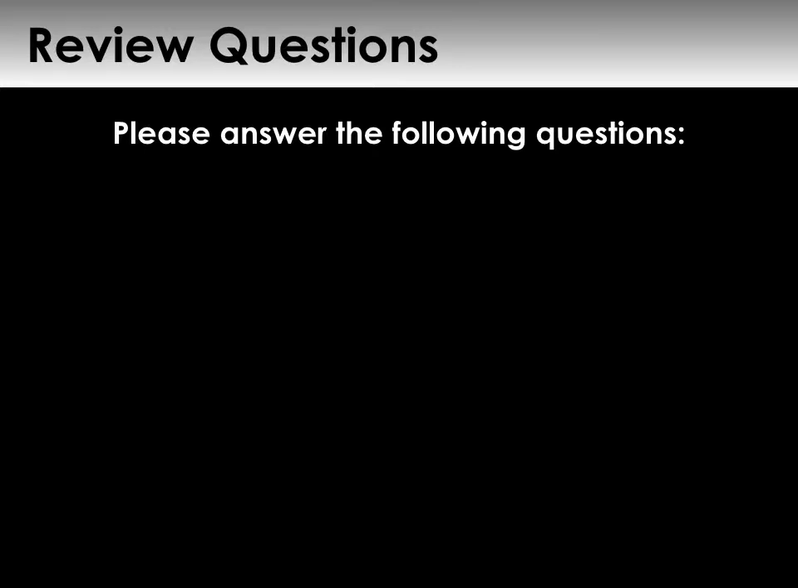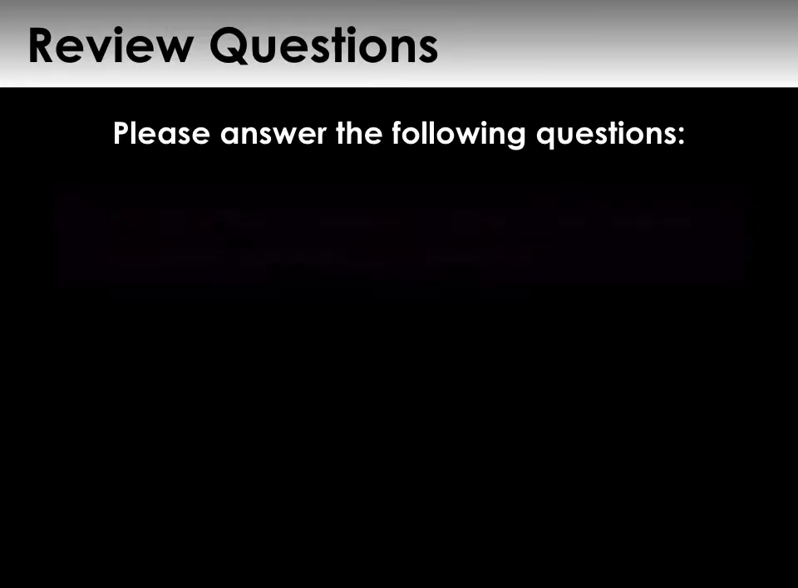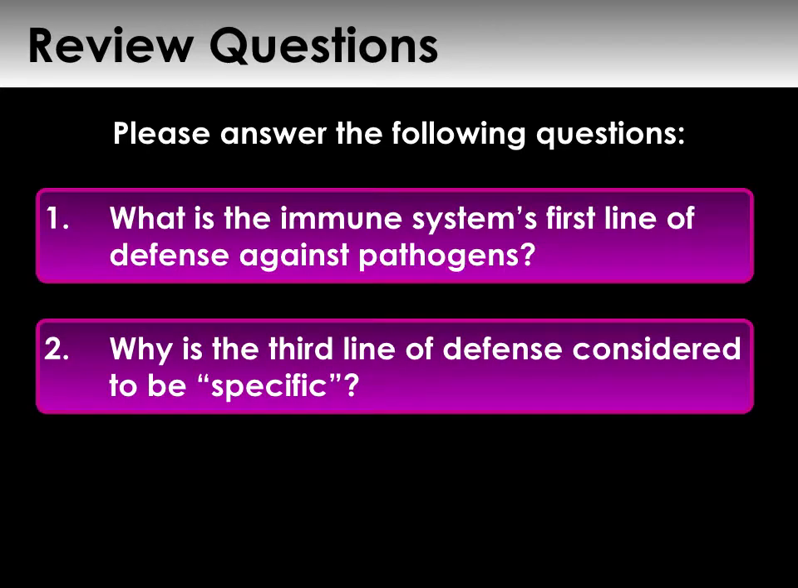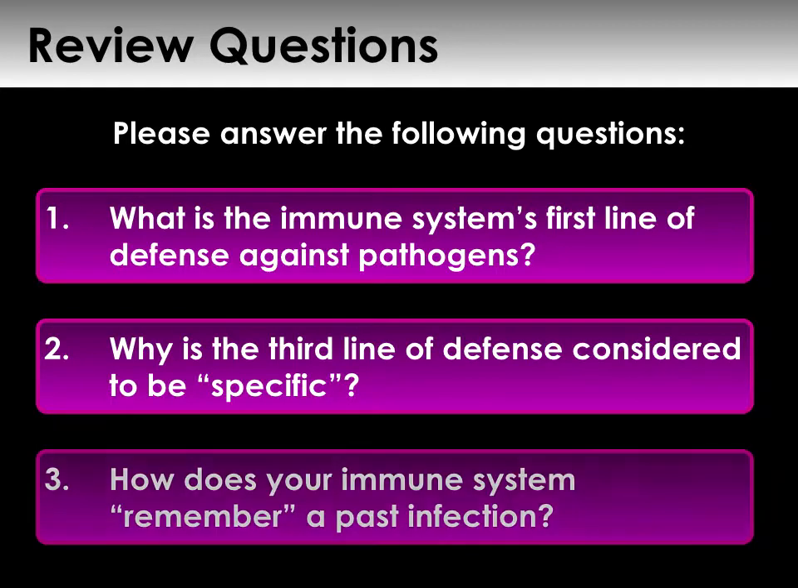Some questions to be considering after this first part are: what is the immune system's first line of defense against pathogens? Why is the third line of defense considered specific? And how does your immune system remember a past infection?